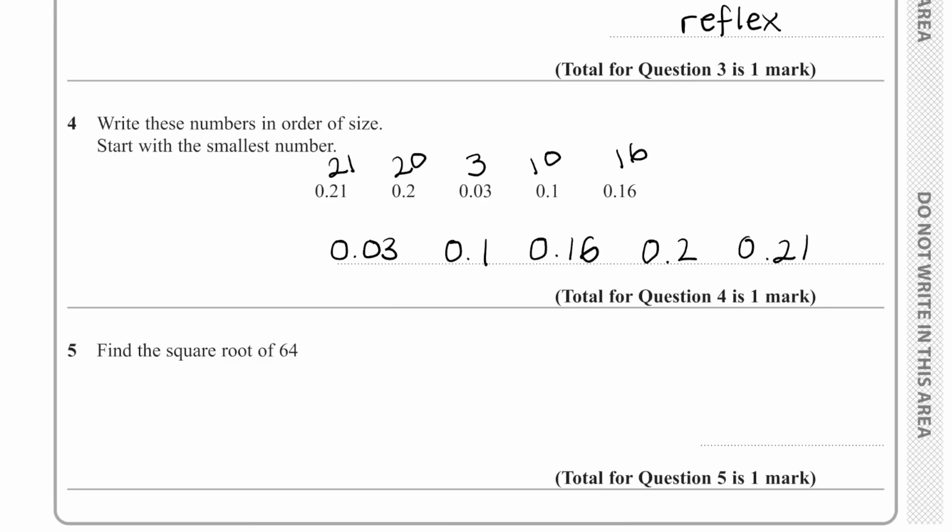Question 5, find the square root of 64. 8 times 8 is 64, so the square root of 64 is 8.